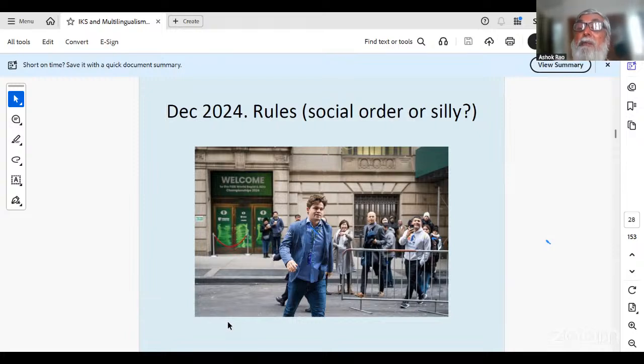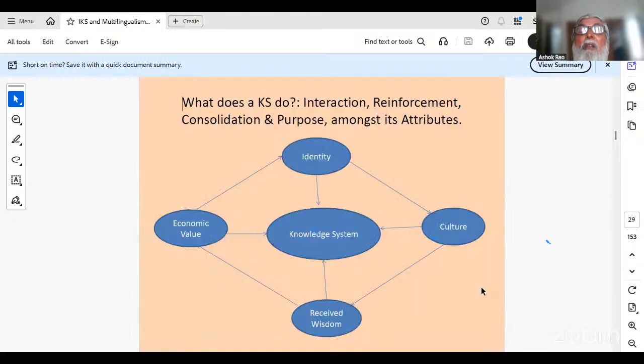All knowledge systems are like this. You have to be very, very cautious. Excellence is always sacrificed for order. So what does a knowledge system do? Knowledge systems give you a cultural identity. They give you an individual identity. They give you tremendous economic value, and they consolidate wisdom over years out of practice, out of mistakes done, out of contradiction, everything.